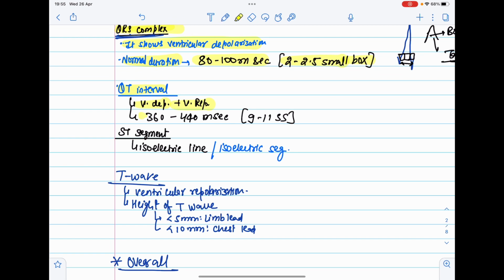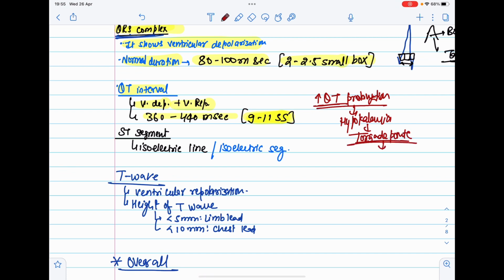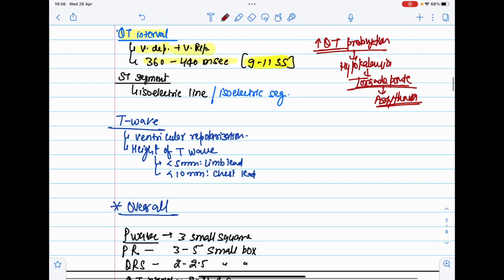And the normal duration for the QT interval is 360 to 440 milliseconds. It means 9 to 11 small boxes. Approximately you can say 10 boxes. And where will this QT prolongation occur? QT prolongation we can see in the case of hypokalemia, that is Torsade de pointes. And it will cause arrhythmia. We will see about this pathology later, but for this time I just mentioned it.